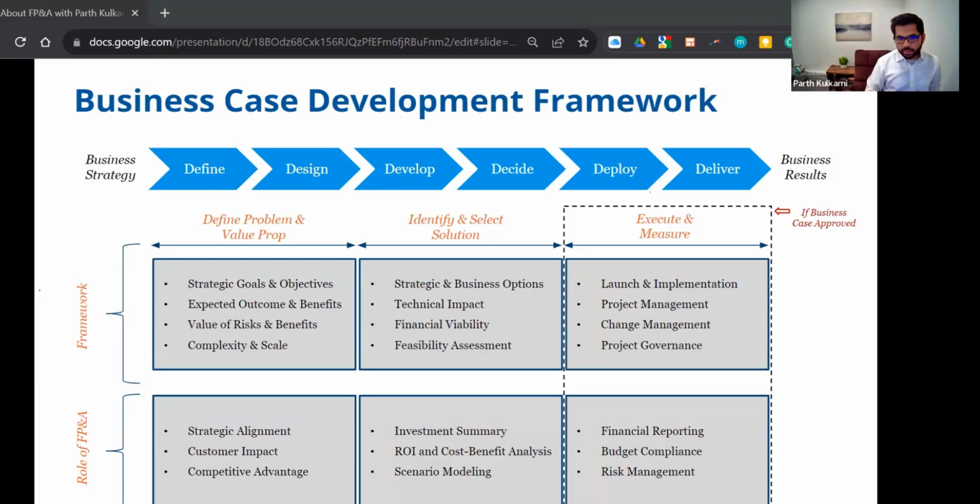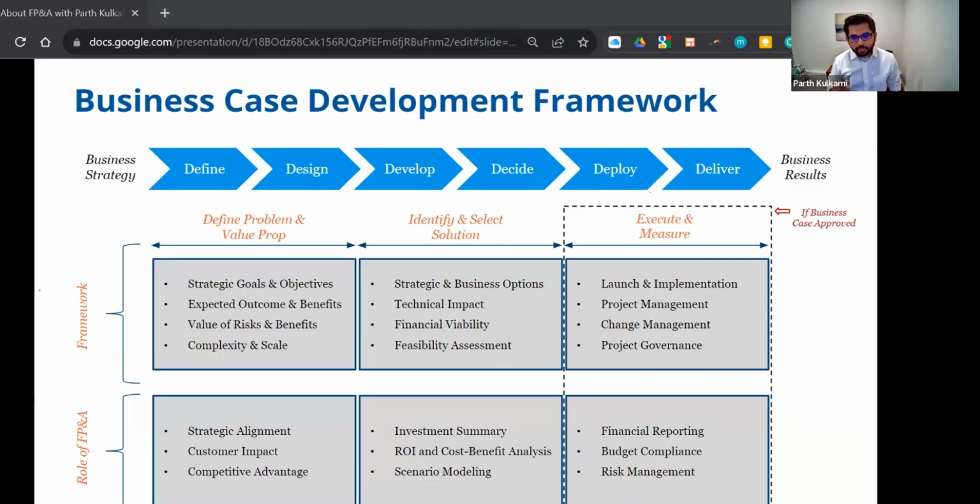And the third one is, of course, the competitive advantage. From a finance perspective, we always want to make sure that we help cross-functional teams understand how the solutions they are bringing to the market for the company are going to give us a competitive advantage versus our competitors. So I think those are the three critical roles that FP&A teams play in the first pillar.